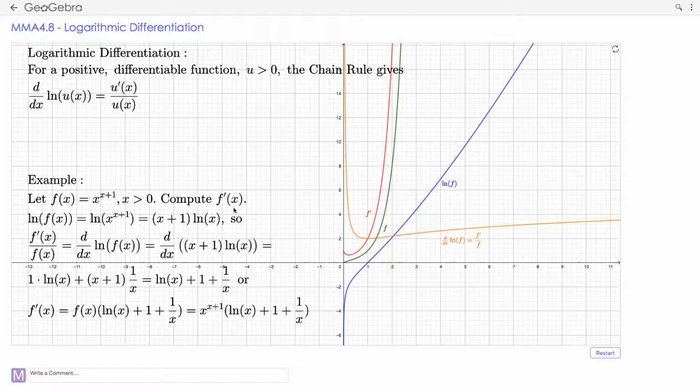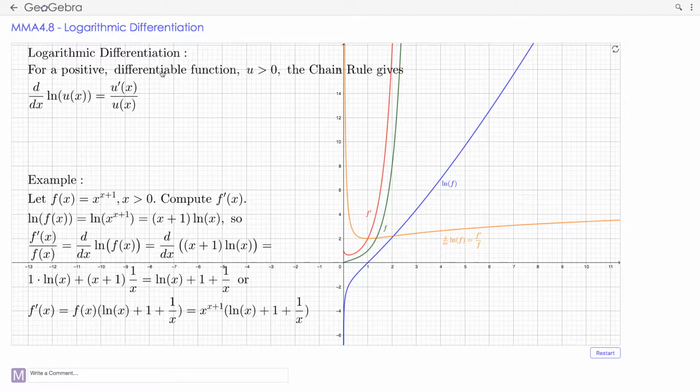Now you will see a trick. This is a trick. It's called logarithmic differentiation. Basically, it uses the logarithm and the chain rule to find derivatives of difficult functions. So logarithmic differentiation works in the following way.